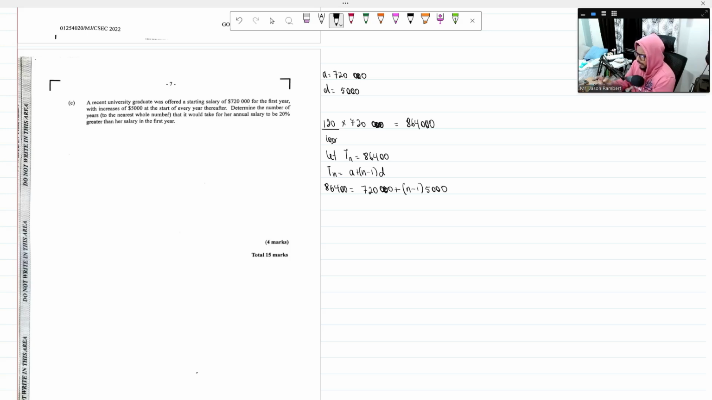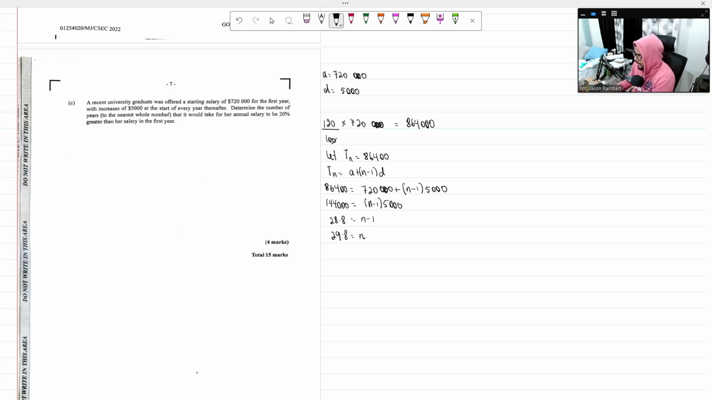I'll take away 720,000 first. I get 144,000 equals n minus 1 times 5,000. I'll divide both sides by 5,000. Let me fix it on my calculator. 144 over 5 is 28.8, yes. n minus 1 is 28.8. Add 1, I get 29.8 is equal to n.